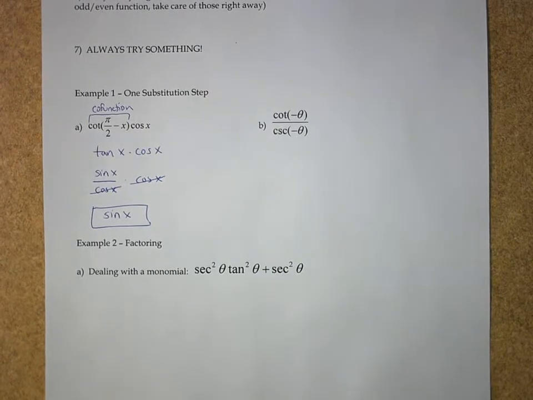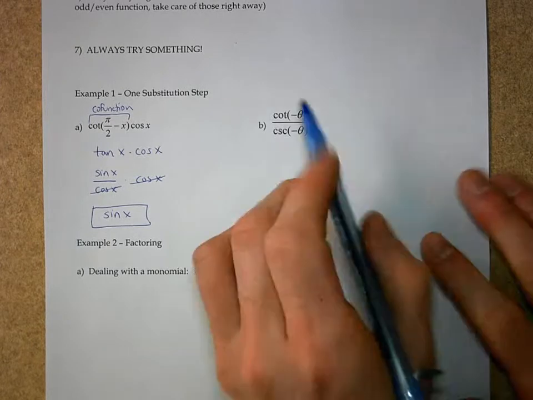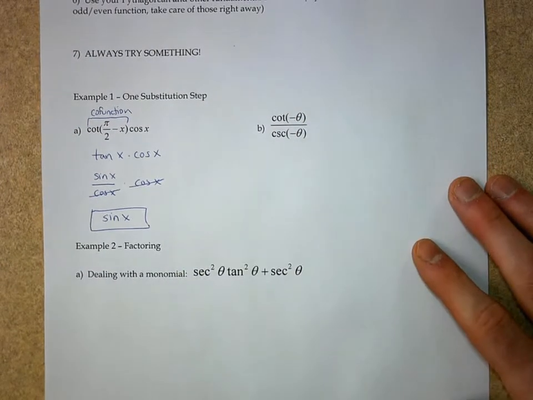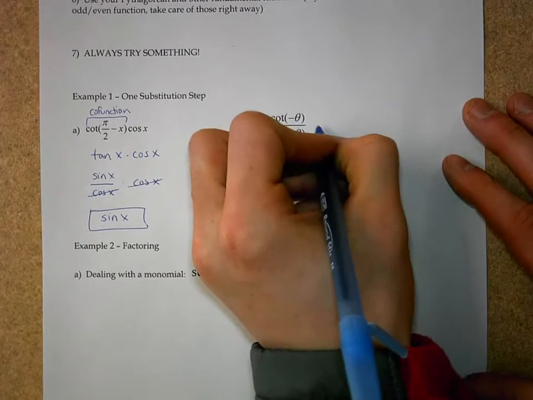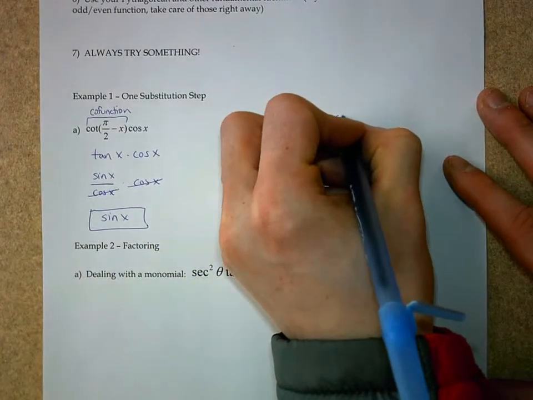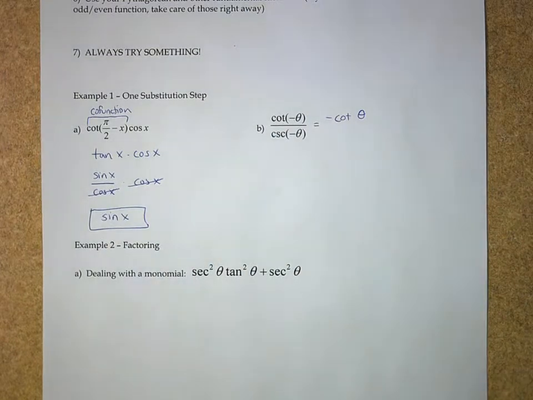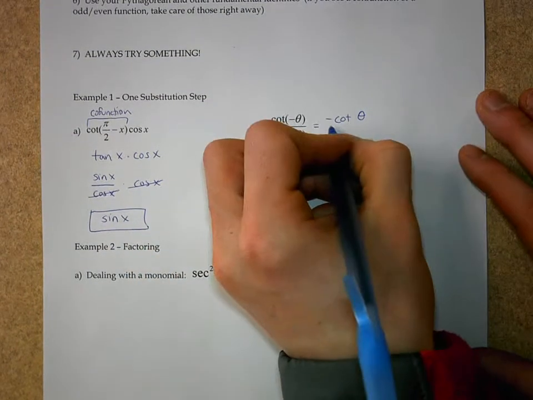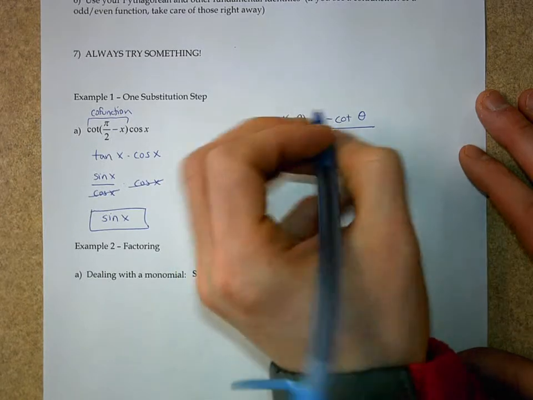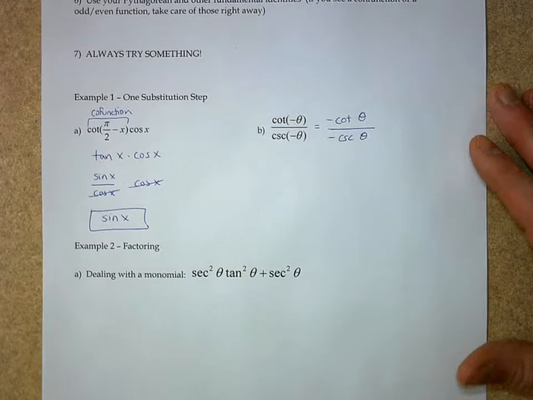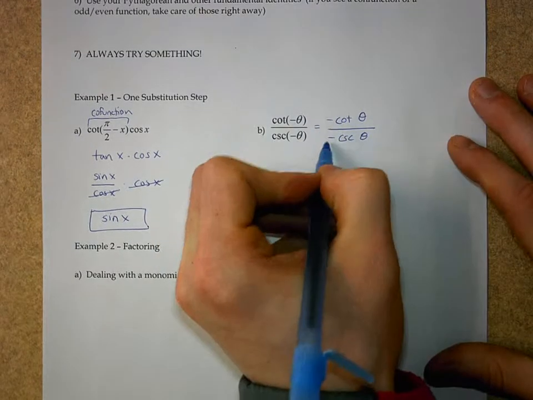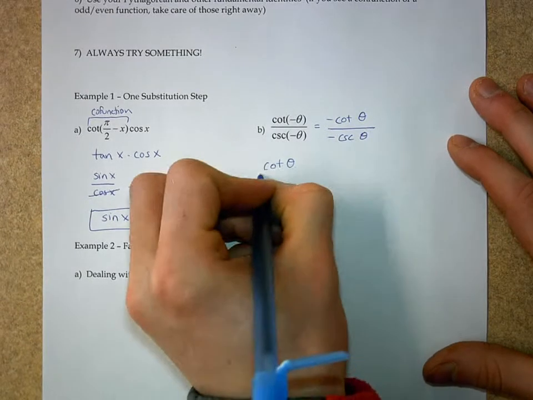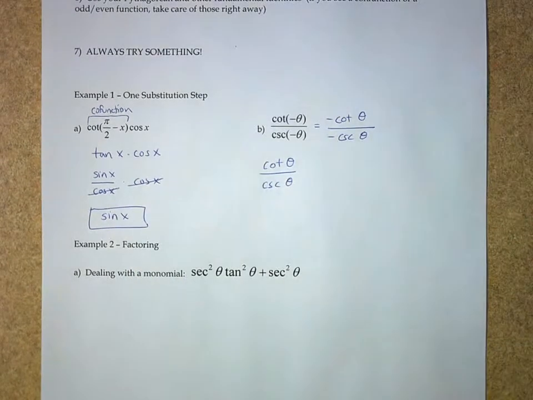The second one that I've got right here involves even odd identities. The fact that both of these negative signs are on the inside lets me know it's going to be either odd or even, and I've got to pull out that negative or make it go away. Cotangent we know is an odd function, so I can pull that negative out in front. Cosecant is also an odd function. So we'll pull that negative out in front. So now I've got two negative signs out in front. If I divide two negatives, really all I've got is this positive expression.